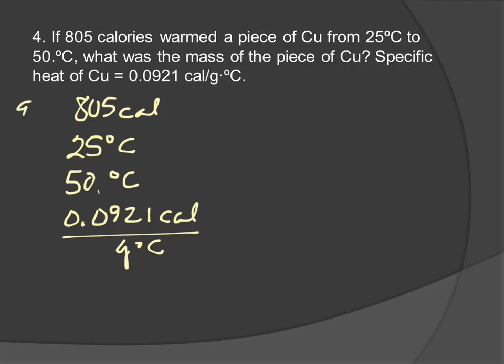Calories, well, that's going to be Q. Degrees Celsius, that must be a temperature. There's another degrees Celsius, that's a temperature. And this guy down here, it says in the problem it's the specific heat of copper. So that must be C. Which of those temperatures is the initial temperature? 25. From 25 to 50.